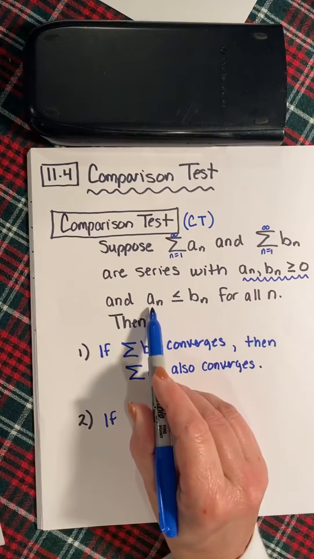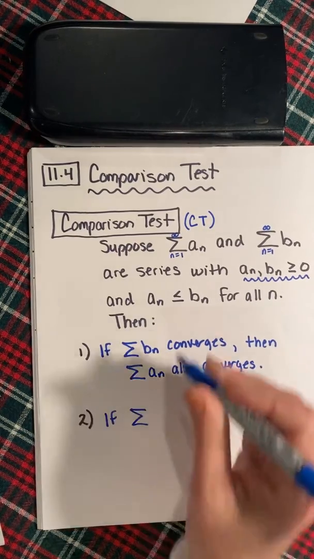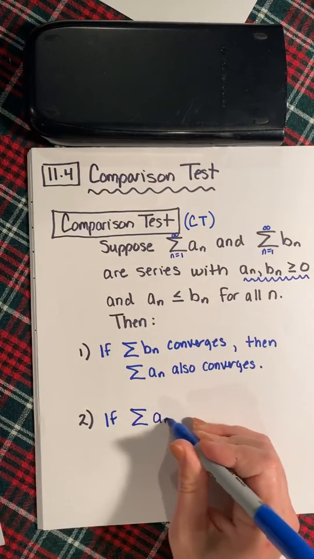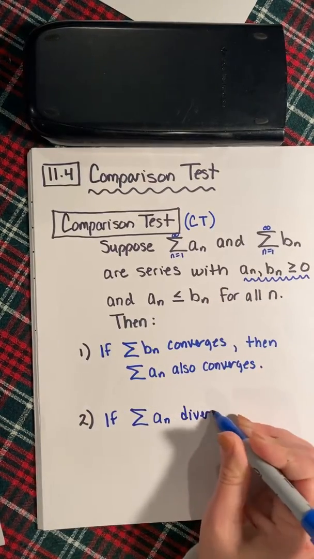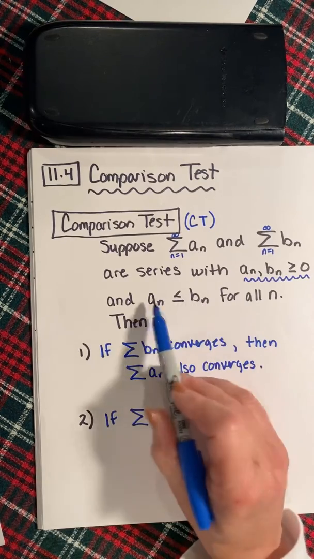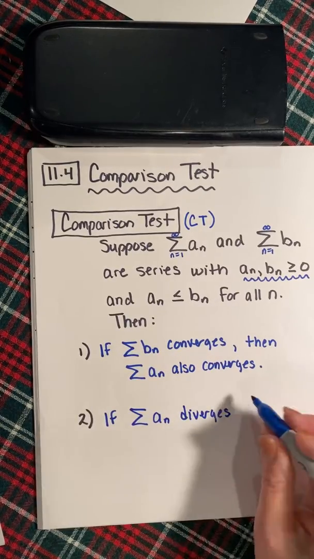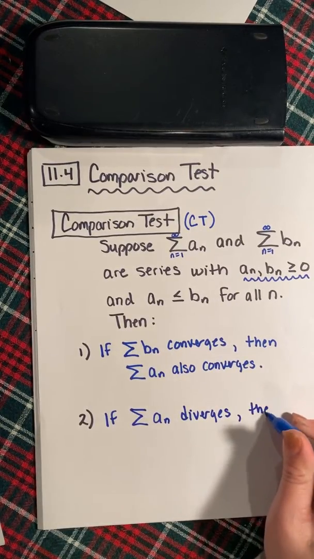So if we know something about the series AN, in particular, if the lower or the smaller of the two series diverges, and the terms of the series BN fall above the divergent series, so if this is above a divergent series, then it must also diverge.